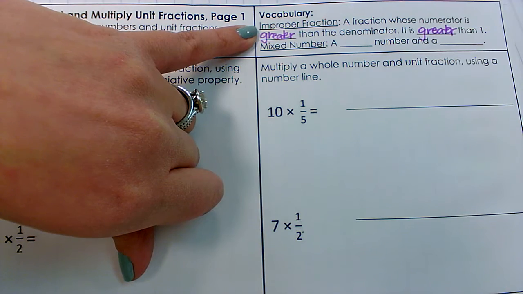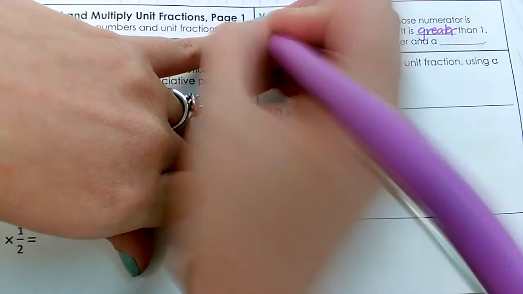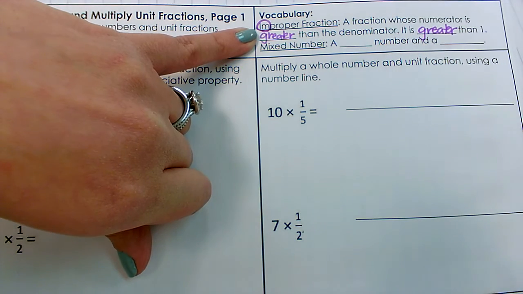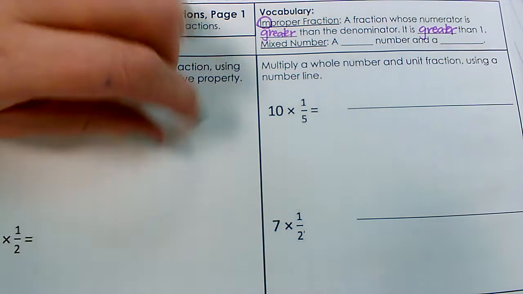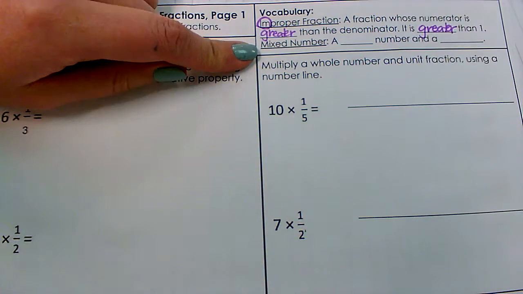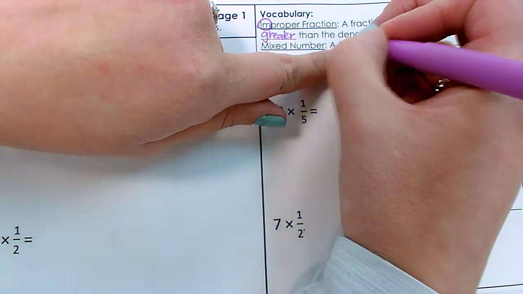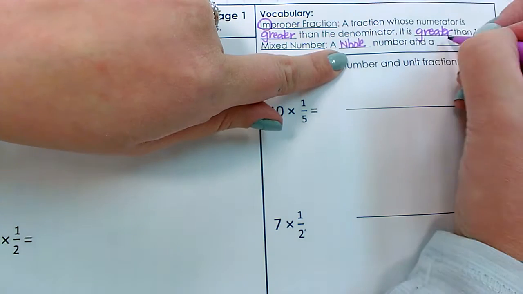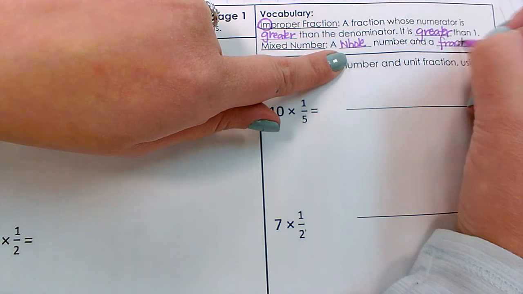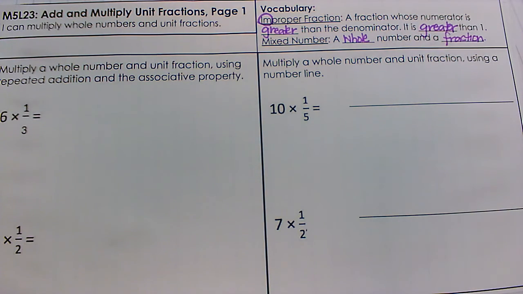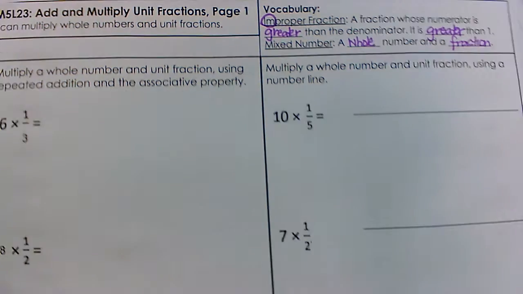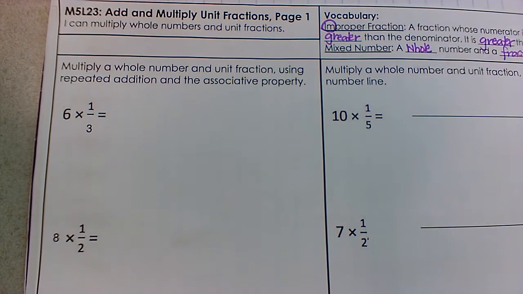When I think about that word improper and the prefix im, I know that it means it's not proper. This isn't the right way to have a fraction. So anytime I see an improper fraction, I want to fix it. And the way I fix it is by turning it into a mixed number. And remember, a mixed number is a whole number and a fraction. So while you may have an answer in an improper fraction and it's the correct answer, the better way to write it is to change it into a mixed number, and we're going to focus on that today.